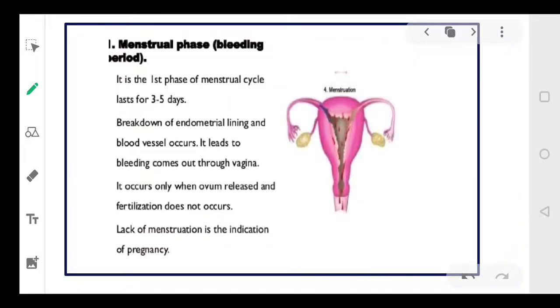Now coming to the first phase, which is called the menstrual phase or the bleeding phase. Now this phase lasts for 3 to 5 days. Menstruation means it is a period when there is a periodic bleeding from the lining of the uterus, that is your endometrial lining.